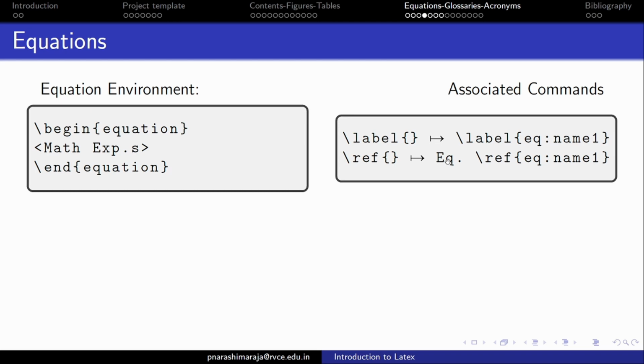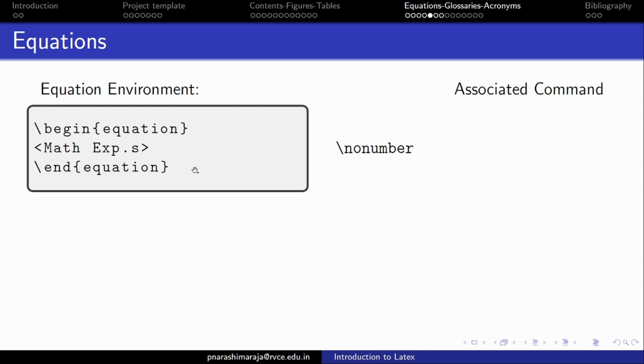In this case, we'll be using EQ with a dot to assist the reader of your report that the number that appears with the reference command is an equation number. Also note that there is no centering command, as LaTeX by default puts the equation center aligned. The next command is nonumber. Sometimes you might have a lot of derivations and you might not want the numbers to appear for every line of equation in the derivation, and in such a situation you will be using this command nonumber between this begin and end equation environment.